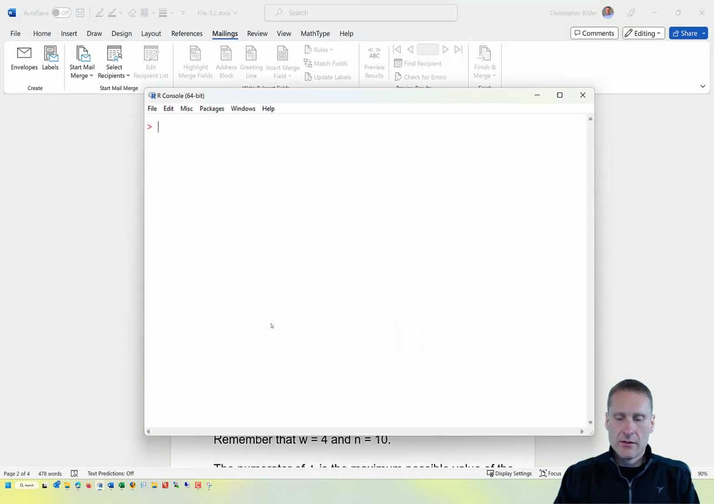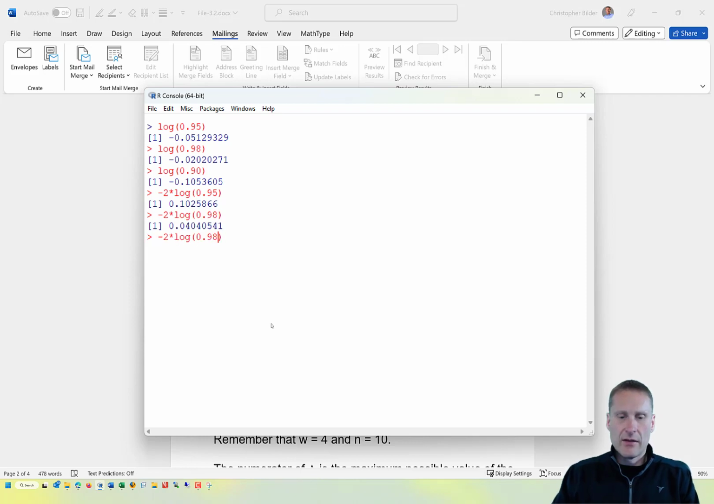So I have log of 0.95, log of 0.98, 0.99, and we can see we're getting closer to 0, essentially more and more negative. And so look what happens if I take negative 2 times log of 0.95. Suppose it's 0.98. Suppose it's 0.99. We can see negative 2 log lambda is going to get closer to 0. So that's the scenario where it looks like the null hypothesis is true.